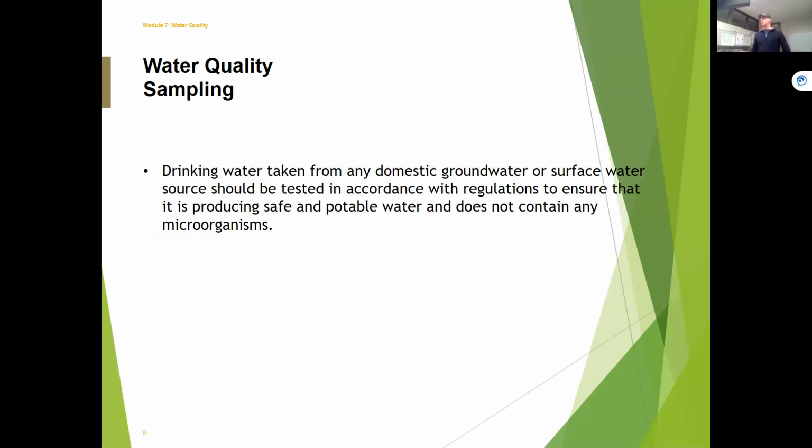Again, no matter if it's groundwater or surface water, we know that there's a big difference between the two. We need to test it in accordance to the regulations that are set out. I'm going to have a little different regulations than what you guys will have, but you've got to make sure that you know those regulations and that you're testing for what you need to test for. It's super important that you're providing that safe, potable water.